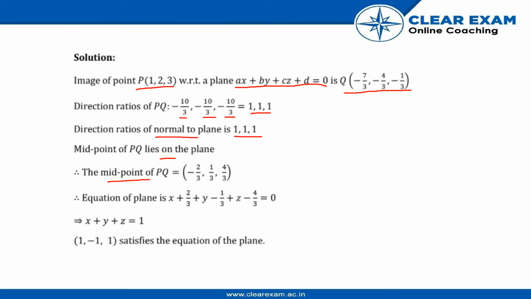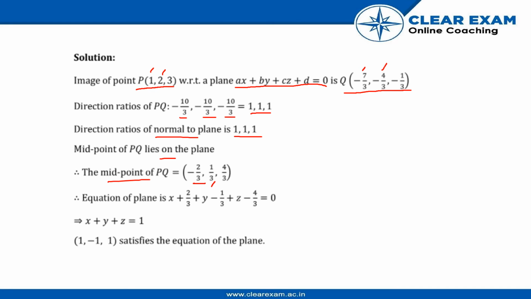So for the x coordinate we have 1 and we add -7/3, which is 1 - 7/3 = -4/3, divided by 2, which gives us -2/3. Then for the y coordinate we have 2 and -4/3, which is 6/3 - 4/3 = 2/3, divided by 2 gives us 1/3.